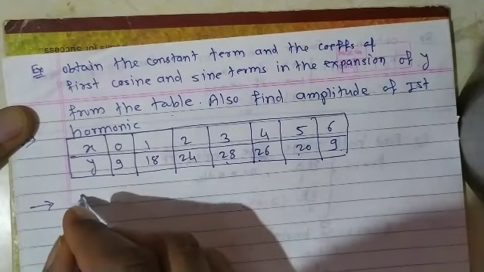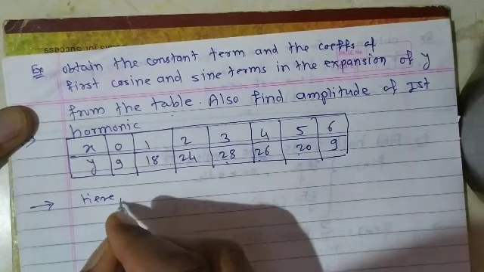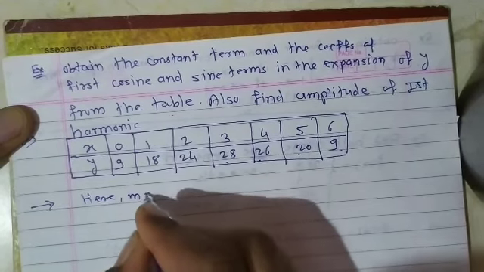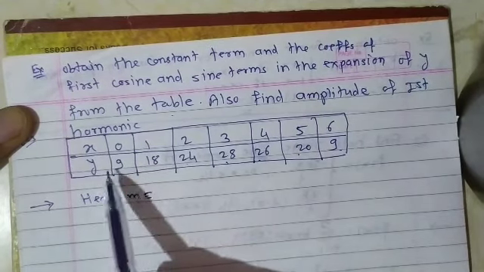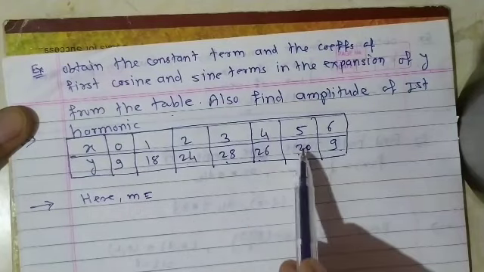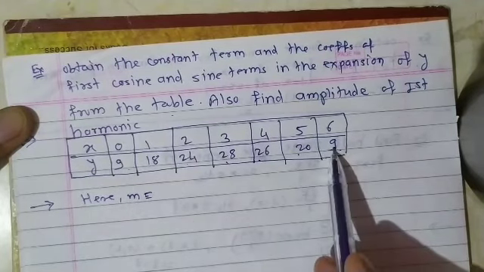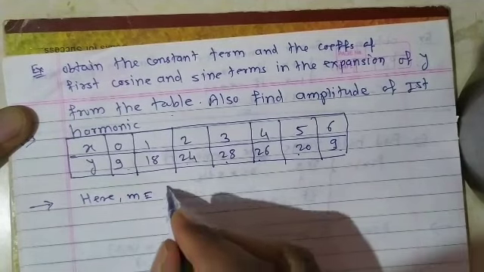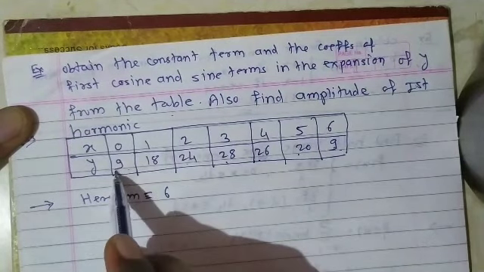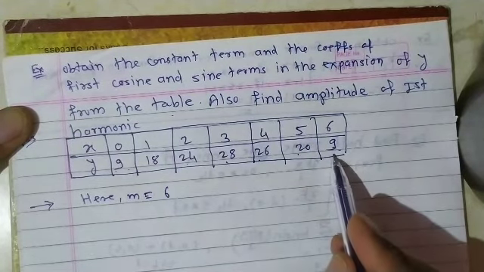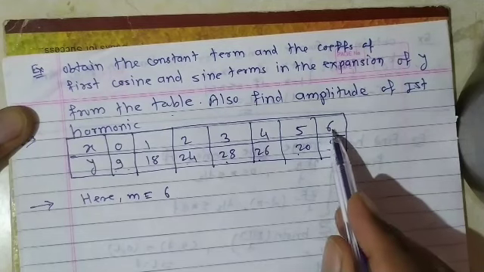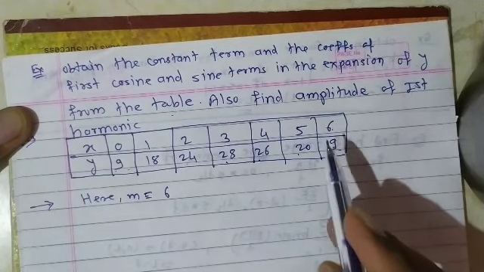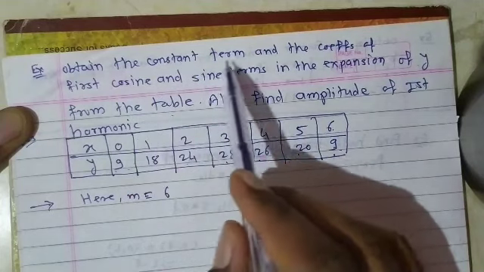The most important thing here is the value of m, the number of subintervals: 1, 2, 3, 4, 5, 6, 7, but the first and last values are the same, so take m equal to 6. This is very important. The first and last values are the same, repeated, so 6 is the period here, meaning 0 to 2l.